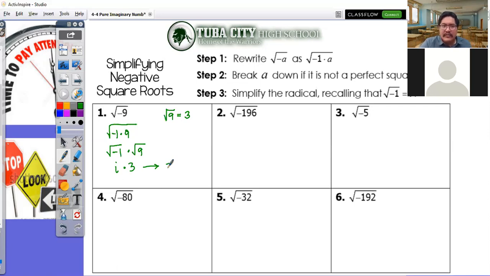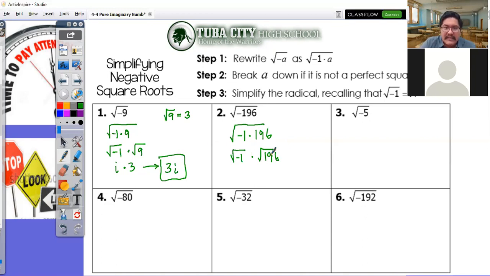Okay, now let's go ahead and do -196. So let's think of 2 numbers that we can multiply to get 196. And let's think of the largest square number that we have. Now, if you remember from that last lesson, when we were covering perfect square numbers, well, 196 is a perfect square number, because the square root of 196 is going to be 14, because 14 times 14 is 196.